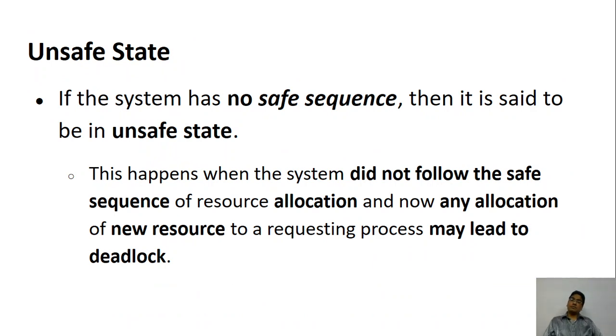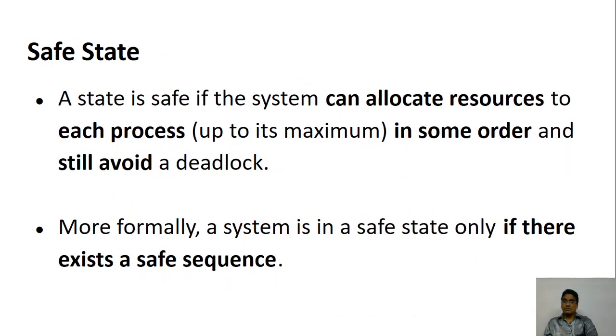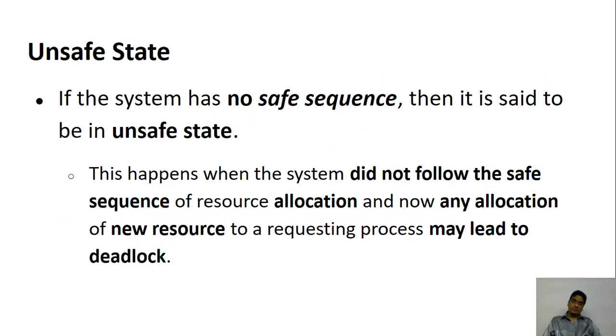Okay. Now let's come back to the first state. Now what is the safe state? Safe state is one in which you can allocate all the resources to each process up to the maximum in some order, but still you can't have the deadlock. What is unsafe state? Unsafe state is if the system has not followed the safe sequence. I told you what is safe sequence, the order in which, okay. And then we say that it is in the unsafe state.